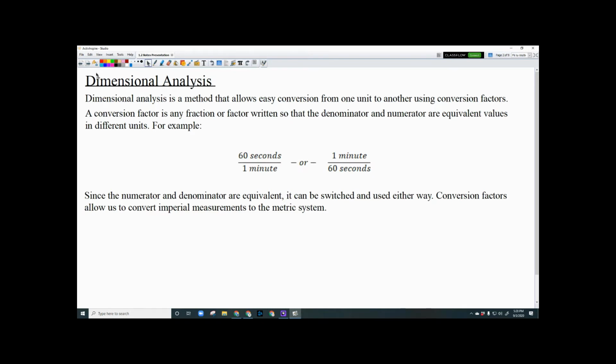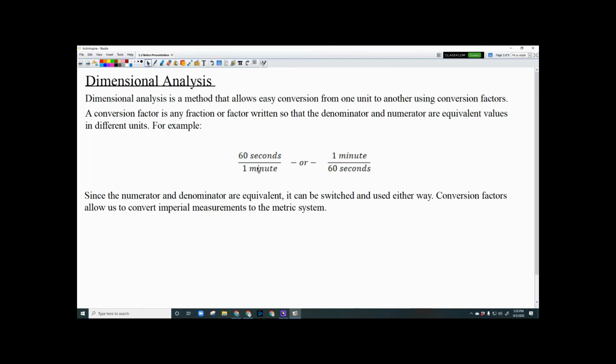Dimensional analysis is a method that allows you to easily convert from one unit to another using conversion factors. A conversion factor is a fraction or a factor that's written so that the denominator and the numerator are equivalent values, but just in different units. For example, we know that 60 seconds is the same thing as 1 minute. So these are equal. 60 seconds is equal to 1 minute.